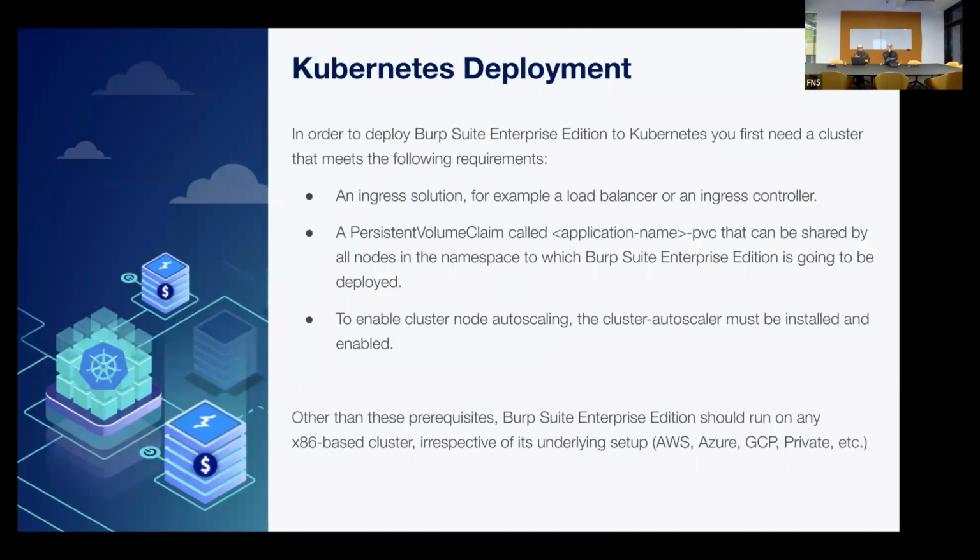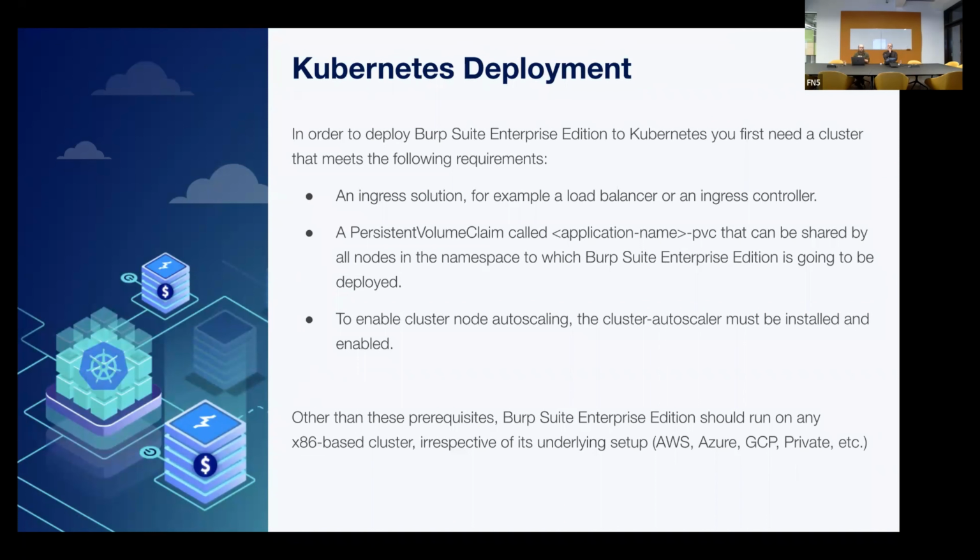For those who are interested in the Kubernetes deployment, we've tried to remain as agnostic as possible. We provide the Helm chart that deploys the application, but the cluster setup needs to be done before that application can be deployed. You need three things. First, an ingress solution, typically a load balancer or ingress controller. Second, a persistent volume claim, application name-PVC, whatever application name you give it, and that has to be shared by all the nodes in the namespace.